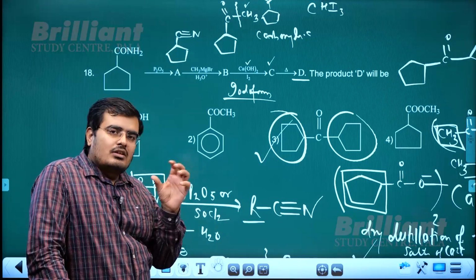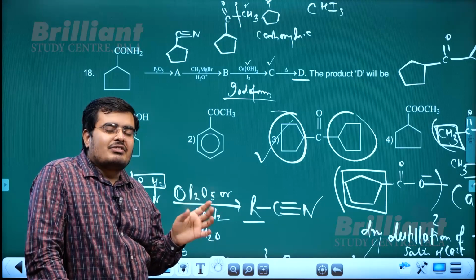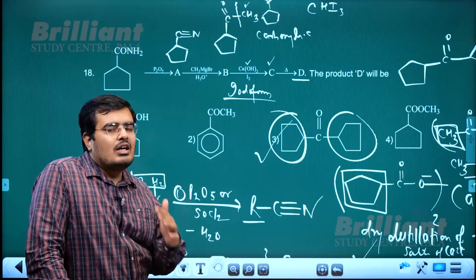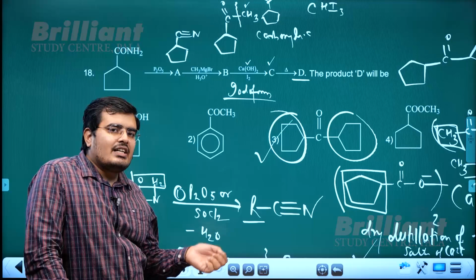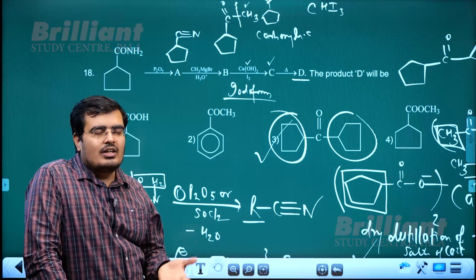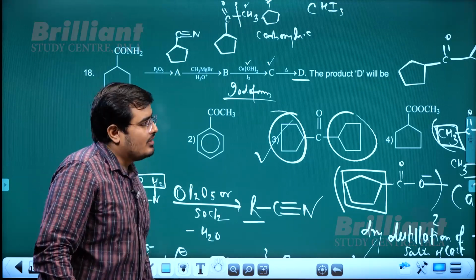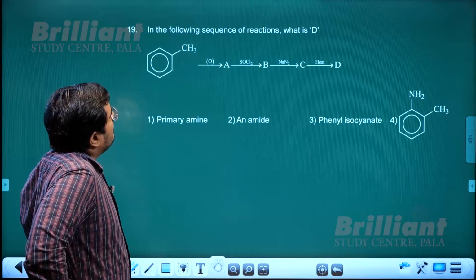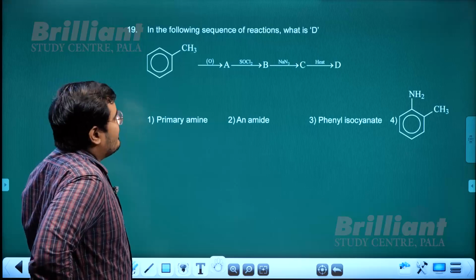If you are heating any salt of calcium other than calcium formate, then the product of dry distillation will be a ketone. Whereas if it is heated with calcium formate and any other salt, then it will be an aldehyde. So that was the overall idea of this reaction. So in the following sequence, what is D?